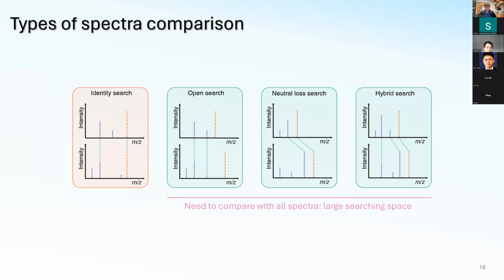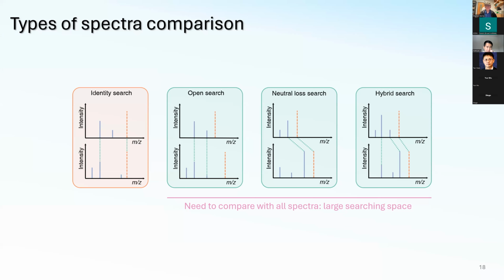Let's say in the MONA database, there are about 2 million spectra. And if you go to the public repository, there are around 1 billion spectra there. So if you want to compare your spectrum against the MONA library, you need to search 2 million spectra. And if you want to search your spectrum against the whole public repository, like MassIVE, you need to search your spectrum against 1 billion spectra.